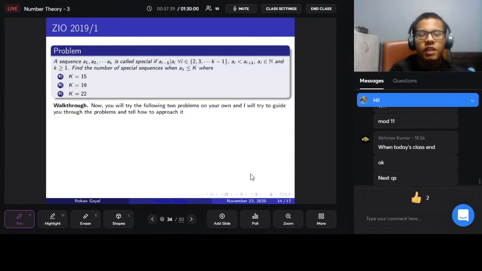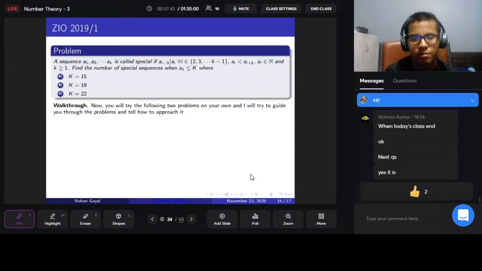Can you try this problem? This is ZI 2019's first problem. Many of you may have different solutions. I'll try to guide you through mine, and if you can tell me yours, that would be awesome as well.